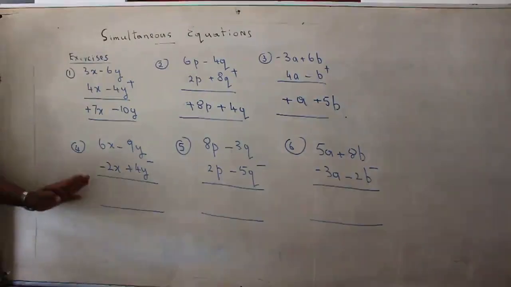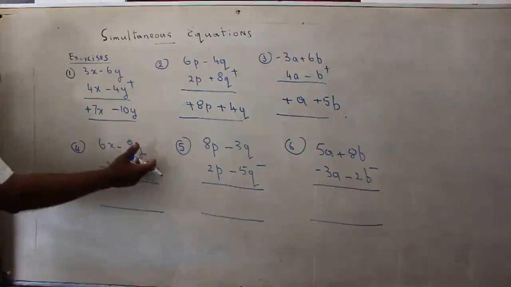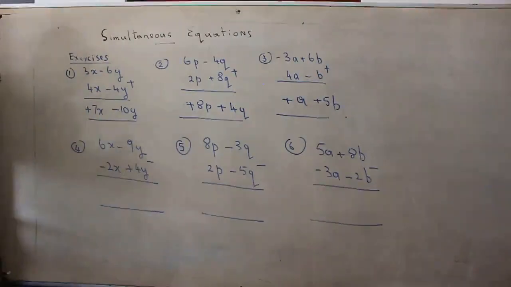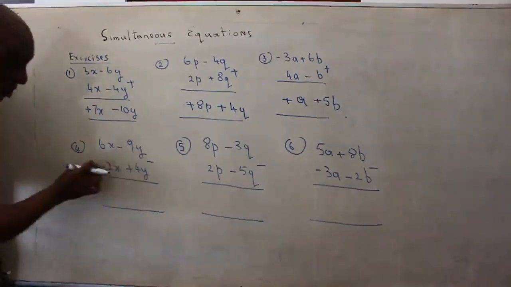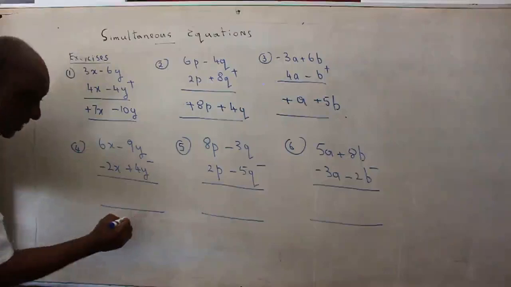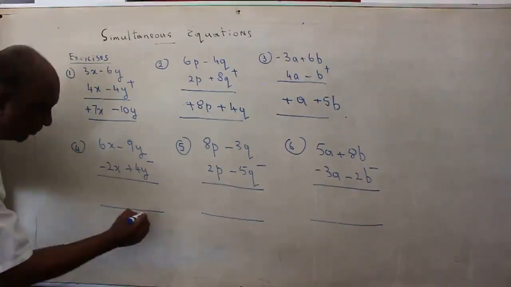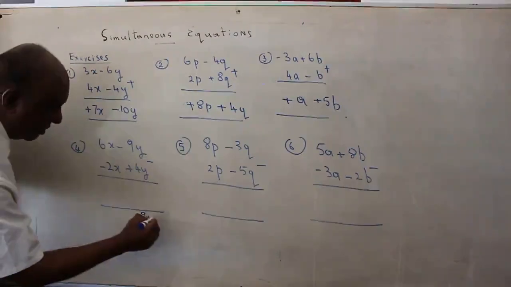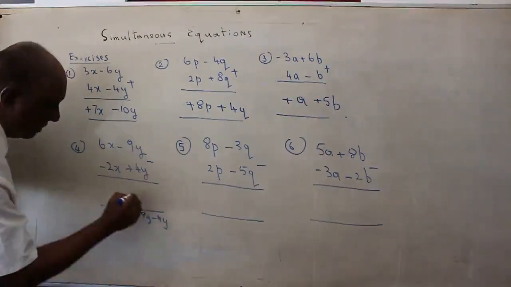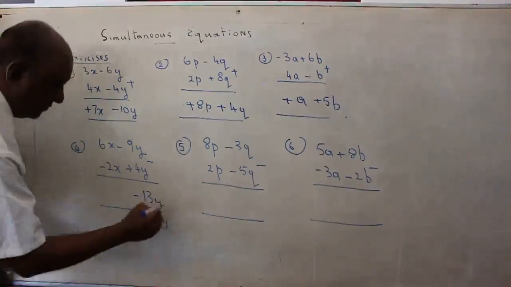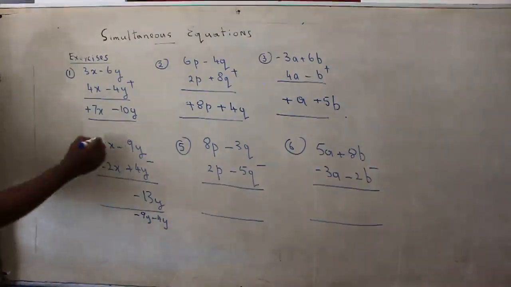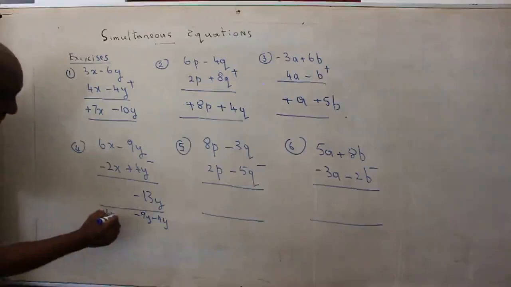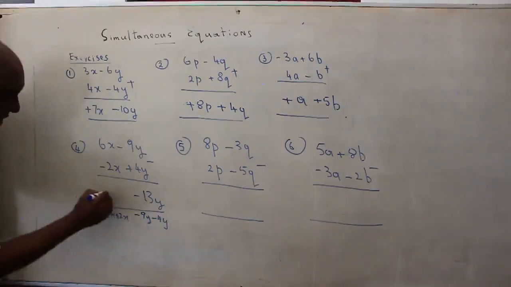Fourth question, subtraction. Can you combine directly? No. What will happen? Bottom line must change sign. So I suggest that you write it and do it, instead of doing it in your head. Minus 9y will not change, plus 4y becomes minus 4y, which is minus 13y. Top is plus 6x, minus 2x becomes plus 2x, bottom line changes sign, we have plus 8x.